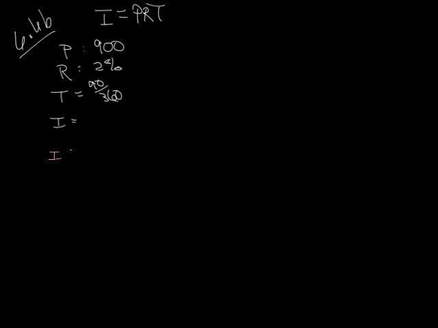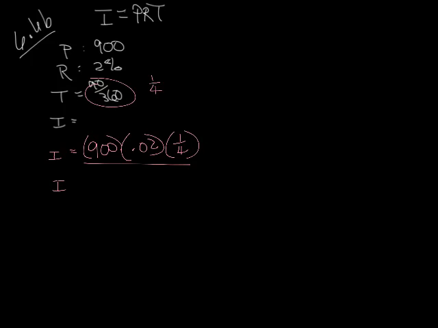So the interest is what we're looking for, equals principal times rate, 0.02, changing 2% to a decimal. 90 over 360 can be reduced to 1/4, so we'll put that here. You can also change that to 0.25 instead of 1/4. And when we multiply all that together, we get an interest of $4.50. That's how much money she made off of the 900 that she had in the bank for 90 days.